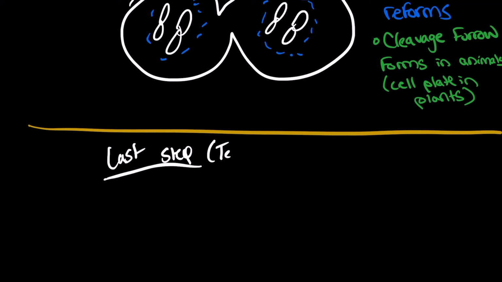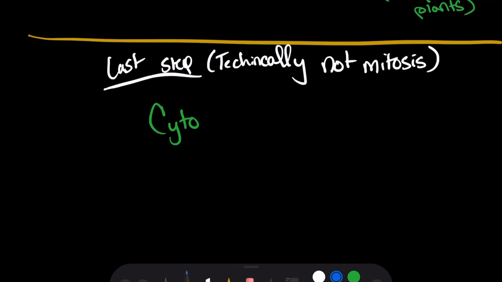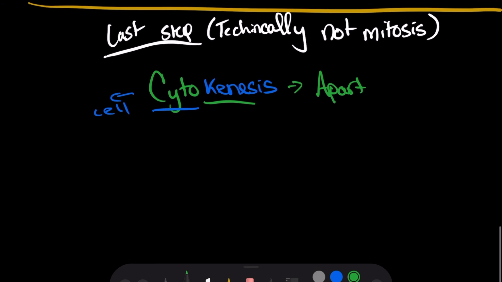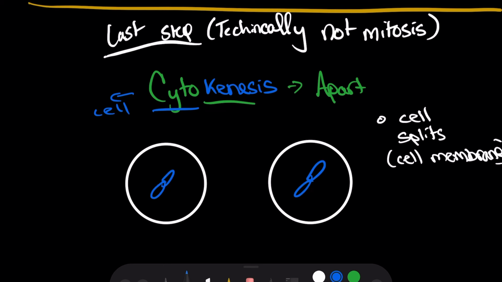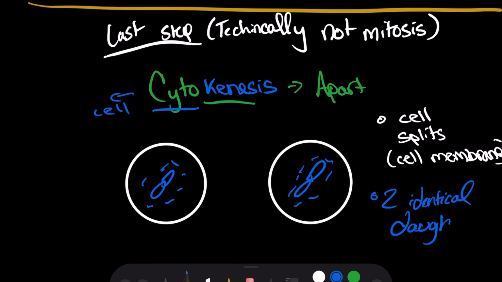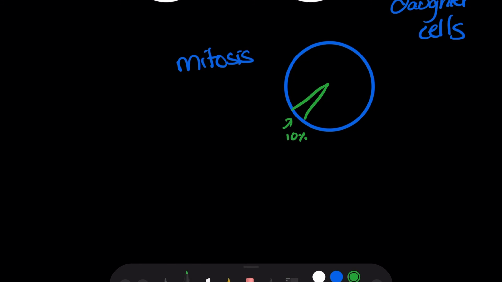And then the last step, technically it's not part of PMAT, depending on how old the source is that you see talking about mitosis. In recent years, we've separated it into its own step. It's called cytokinesis. Cyto means cell, kinesis means apart. So now I have 2 cells that are apart. Literally the cell membrane, or the plasma membrane, splits in half, and we have 2 new identical cells with DNA contained inside their nucleus, and we call them identical daughter cells. It's more of a process than a step. It's just you're cutting the cell in half.